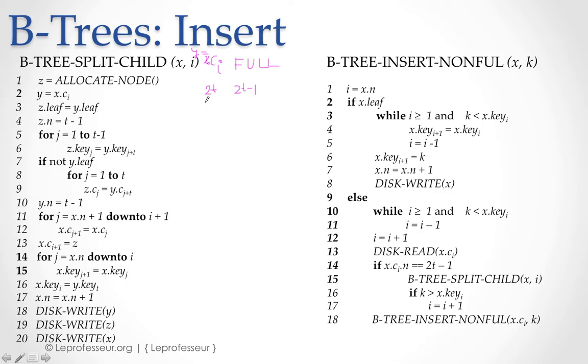Okay, now it will reduce it to t children and t minus 1 keys after splitting. So that one will become y, and z will become similar. You are splitting into 2 nodes with t minus 1 keys.